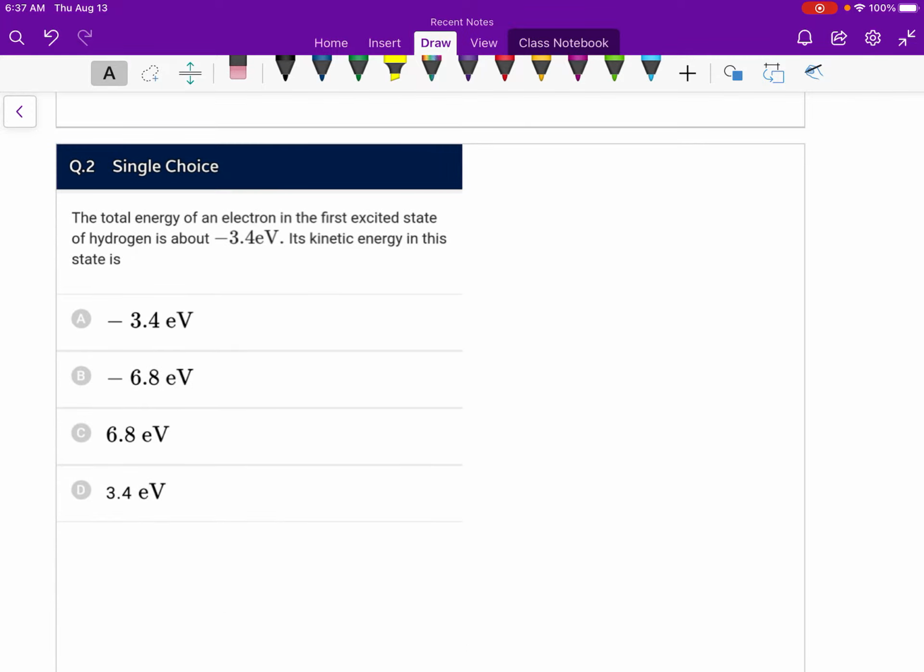The total energy is this, the kinetic energy in this state. So we know kinetic energy is equal to negative of the total energy. So that is plus 3.4 eV. So D is the correct option.